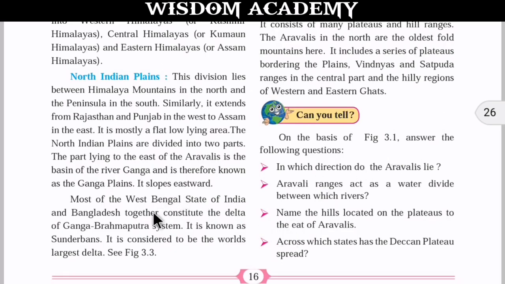Most of the West Bengal state of India and Bangladesh together constitute the delta region of the Ganga Brahmaputra system. It is known as Sundarbans. There are trees called Sundri trees. Sundri trees are found here, so it is called Sundarban. It is considered to be the world's largest delta.